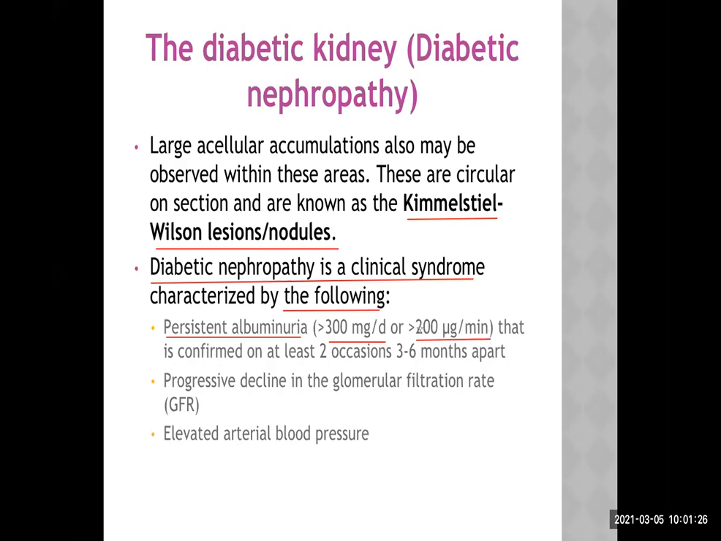This is a difficult way to remember, so it is easier for us to remember like this: more than 300 milligram per day loss. That is confirmed on at least 2 occasions, 3 to 6 months apart. So, persistent presence of albumin in the urine. This is the label. Second, progressive decline in the GFR.